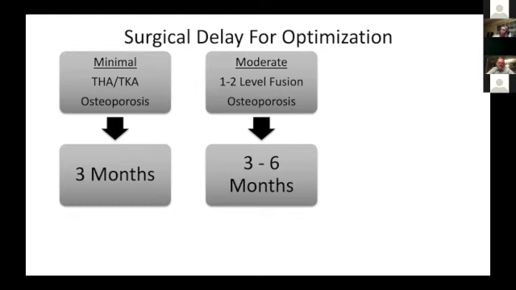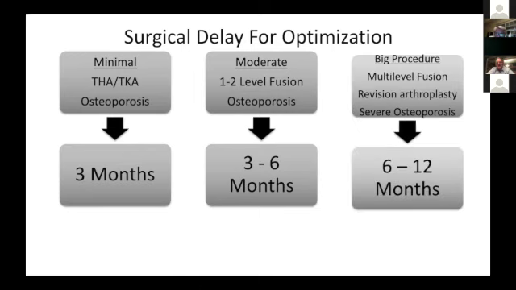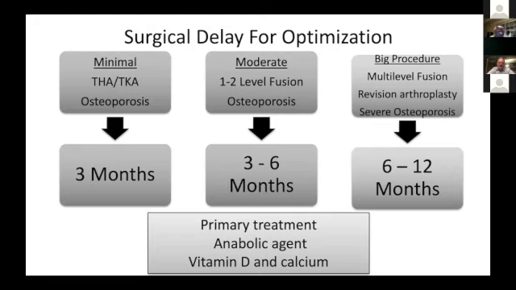If you're doing bigger operations like a multi-level, couple level fusion or putting in screws, maybe wait 3 to 6 months. And if you're doing really large cases with known risks of secondary fractures, these would be multi-level fusions, revision knee or hip replacements, or a patient has severe osteoporosis by Neil's definition, then you may want to go 6 to 12 months delay. And again, our primary treatment in these patients has been to try to get them on an anabolic agent.